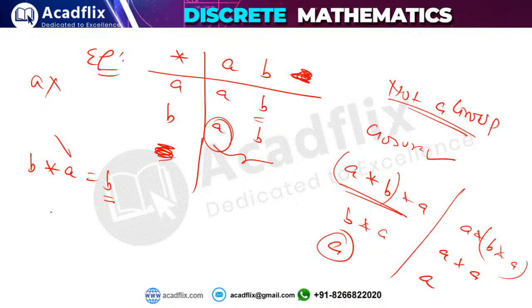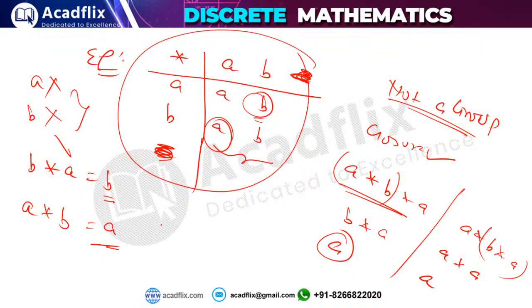Let's assume that B is the identity element. Then if B is the identity element, A star B should be equal to A, but A star B is equal to B. So that's why you can say B is also not an identity element. So in this table you can see the identity element is not there. This is how you can very easily check whether a Cayley table represents a group or not.